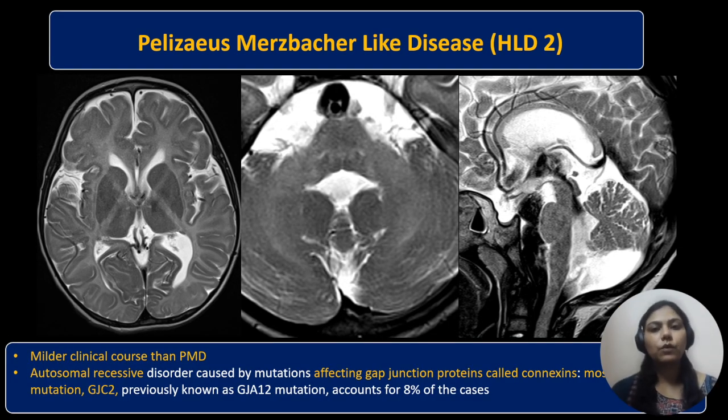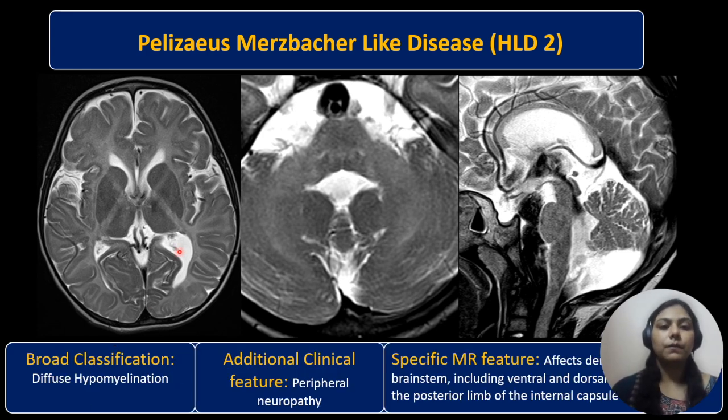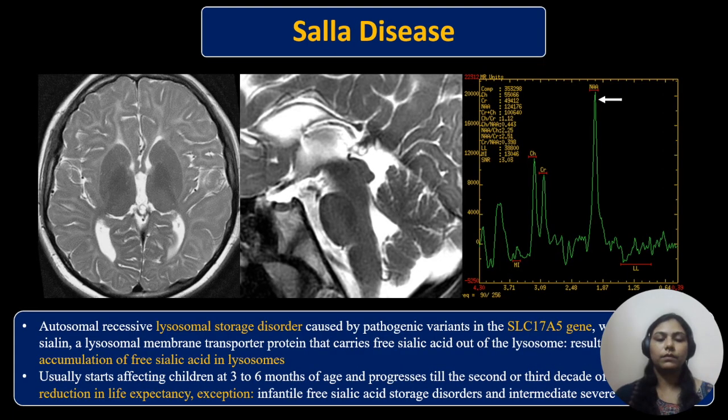A close differential of Pelizaeus-Merzbacher disease is Pelizaeus-Merzbacher-like disease. It has a milder clinical course than PMD. It is autosomal recessive as compared to X-linked recessive in PMD. It is caused by mutations affecting the gap junction proteins called connexins, the most common mutation being GJC2. On MR, we see diffuse hypomyelination, but as compared to PMD, which showed sparing of the ventral brainstem, there is involvement of both the ventral and dorsal brainstem in PMLD. An additional clinical feature may be peripheral neuropathy in these patients.